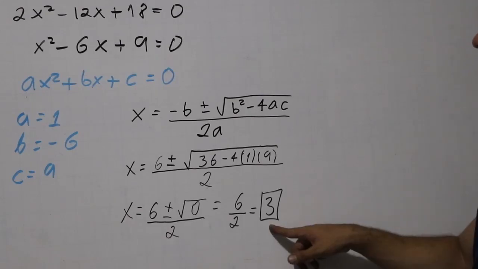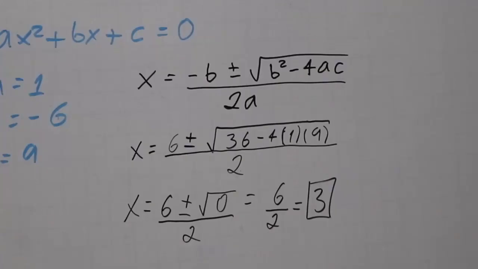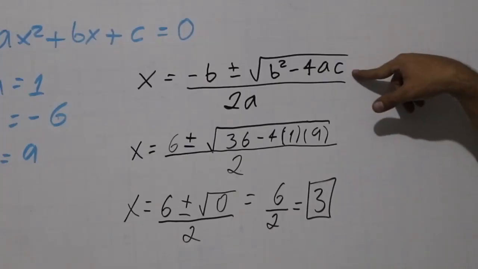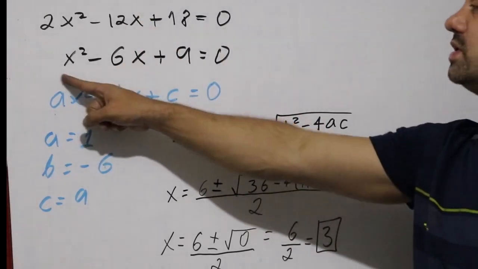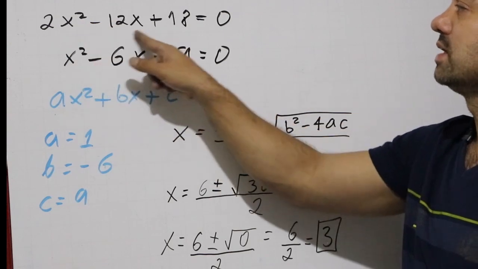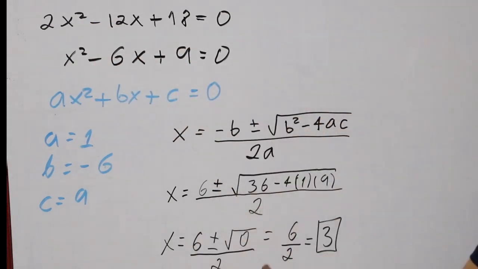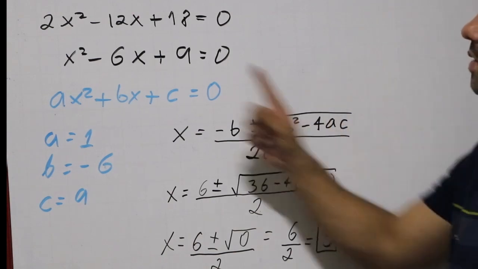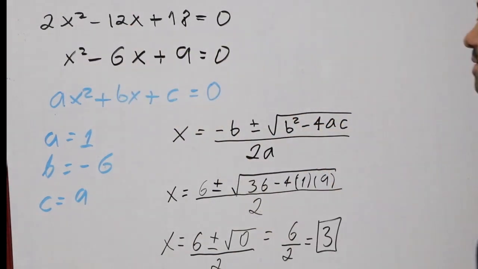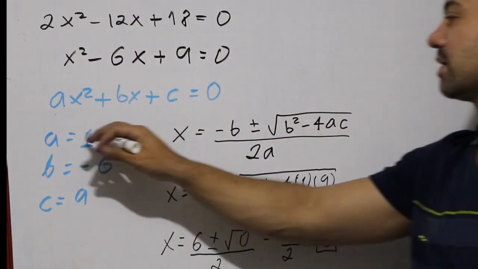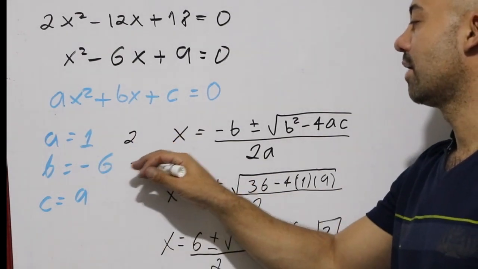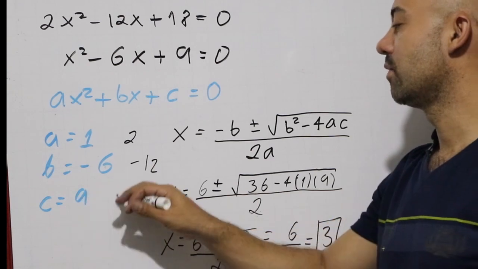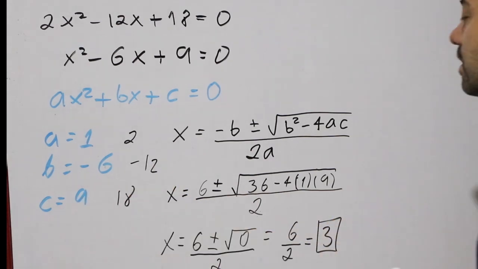Okay, as I said before, you can get 2 solutions, but in this case, because the discriminant is 0, we got just one answer. And remember, it doesn't matter if you use these coefficients or these ones. If you make these calculations using the quadratic formula, you're going to get the same answer. So that's a little homework. Try to solve the equation using these numbers. In that case, we have a equals 2 instead of 1, here we will have minus 12, and here we will have 18. So try to do that.